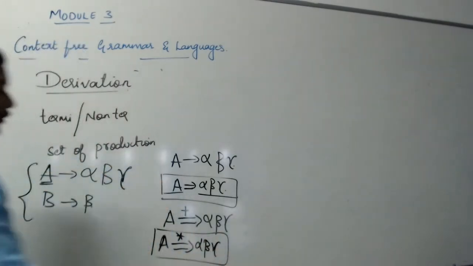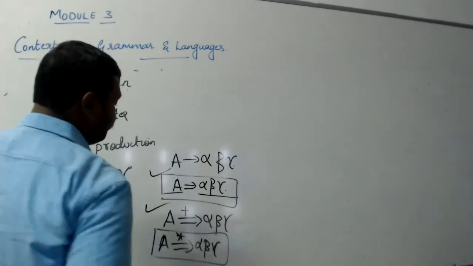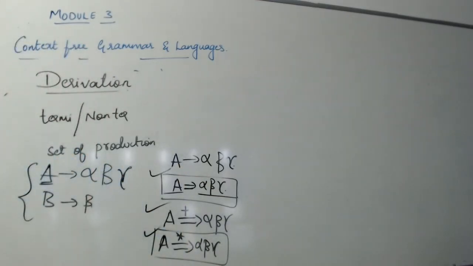So for one step I will use this, for two or more steps I will use plus, and for zero or more productions I will use this. Clear with this? Okay.